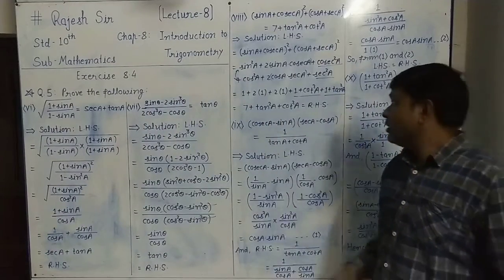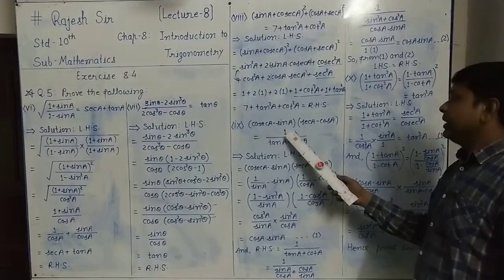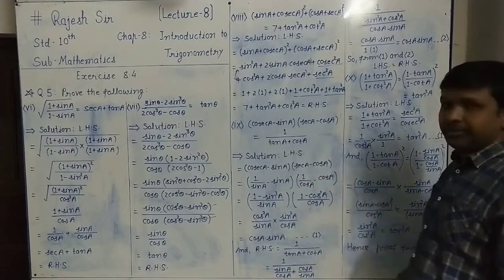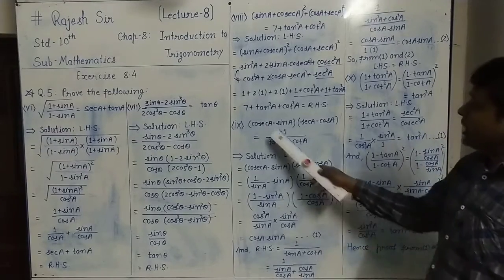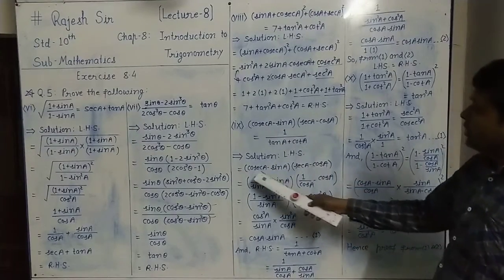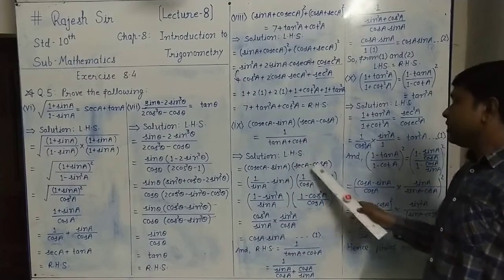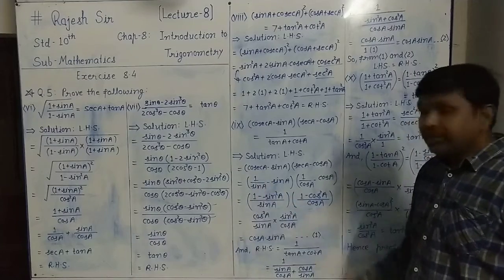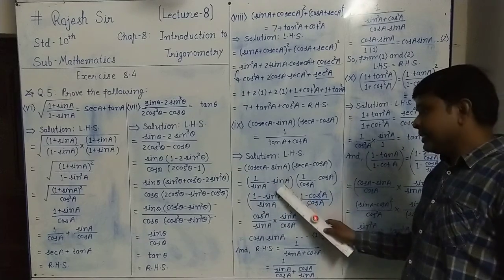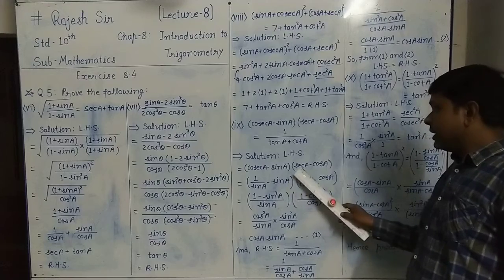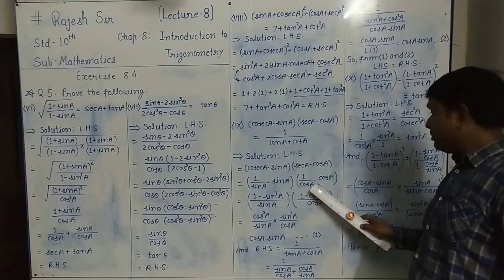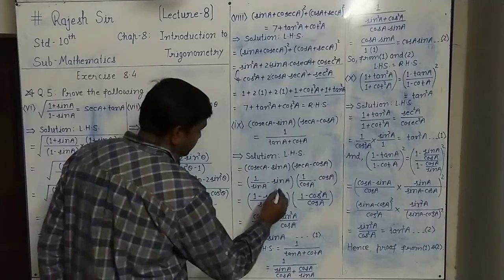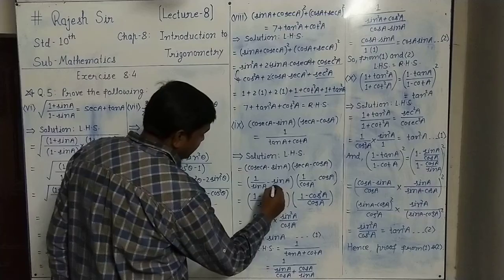Very simple. Number 9: (cosec a minus sin a) into (sec a minus cos a), the two brackets, equals 1 upon tan a plus cot a. This we want. So we start the solution with the left hand side as (cosec a minus sin a) into (sec a minus cos a). In the bracket, cosec a equals 1 upon sin a, we know, minus sin a as it is. In the next bracket, sec a equals 1 upon cos a and minus cos a as it is. Again, for fraction addition or subtraction we take the LCM.